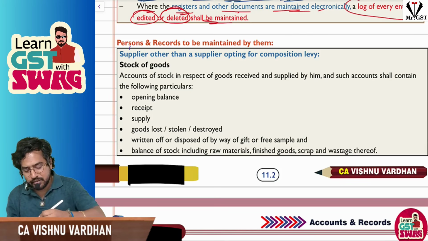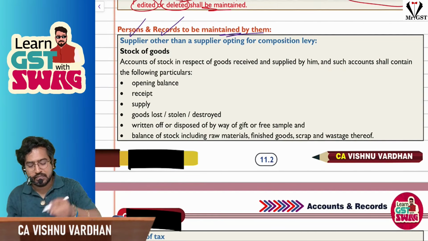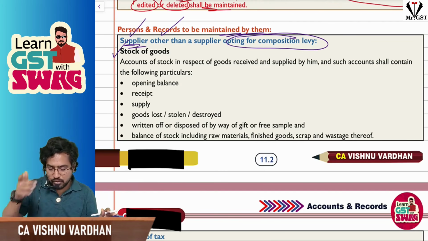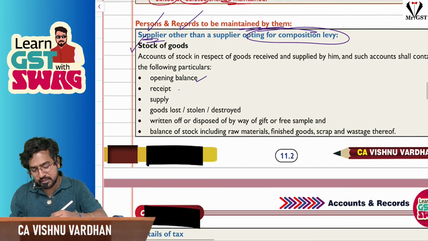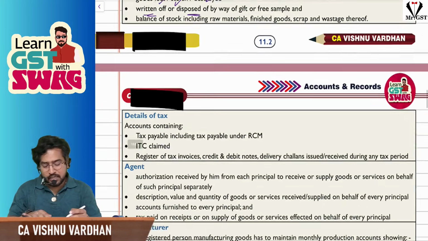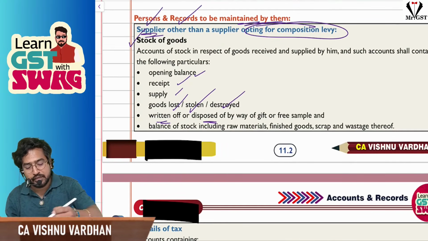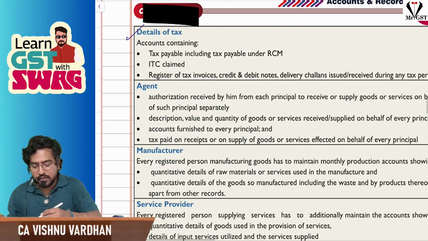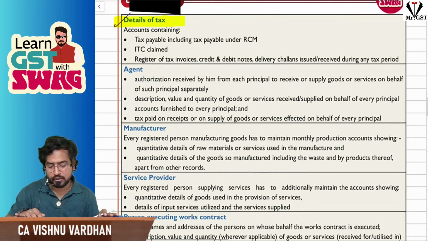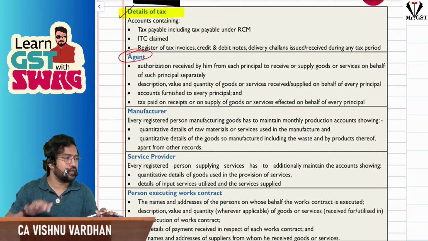Next, what is the next one? Persons and records to be maintained by the particular person. Generally, every supplier other than a composition dealer should maintain stock of goods, in that opening balance, received, supplied, goods lost, stolen, destroyed, written off, disposed, and details of tax. These are two things you should maintain: stock of goods, and the details of tax. How much is the output tax, how much is the ITC, how much is the tax on RCM, all these things. Now specifically, person-wise, what are the details you have to maintain?